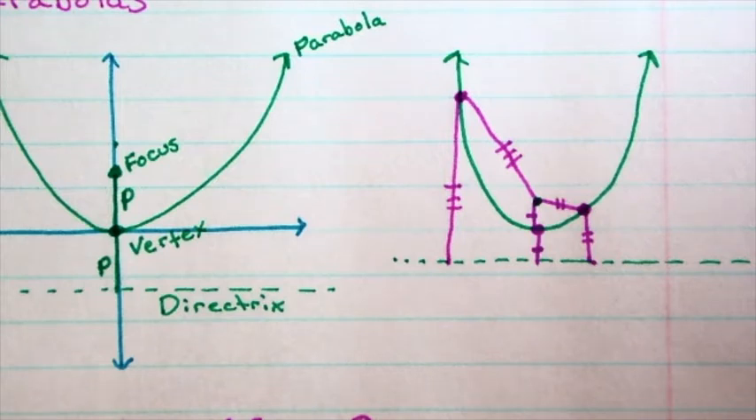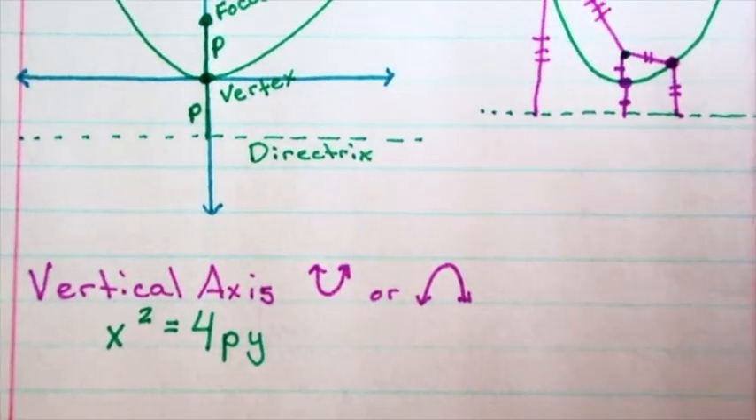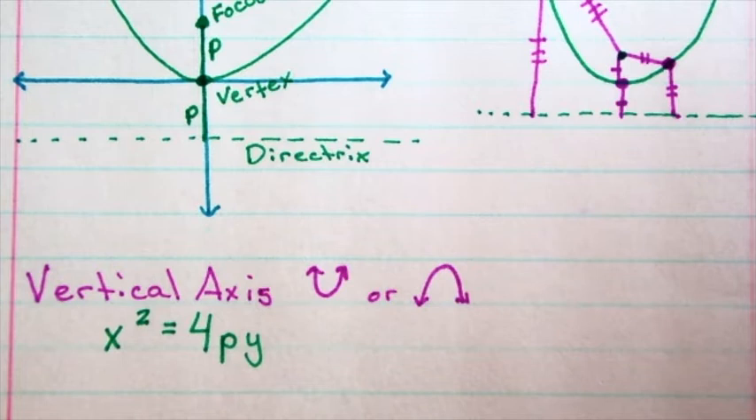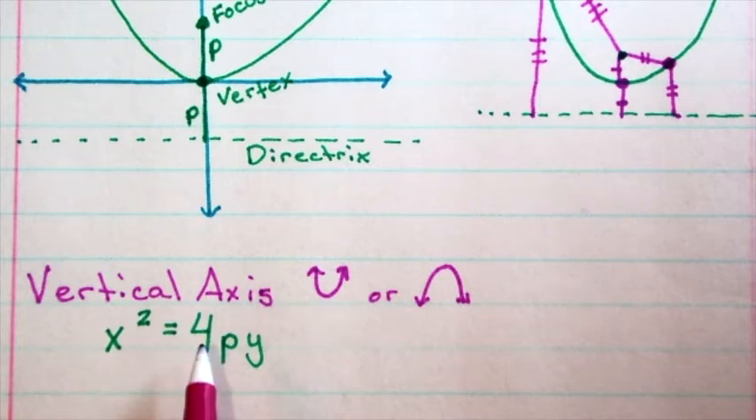So we have two different cases. We have what happens if it opens vertically, so if it opens up or if it opens down. That's the first one we're going to look at. That's the one that we're the most familiar with. So vertical axis. And usually we look at y equals x squared. But we're going to switch it up, and it's going to be x squared is equal to 4py.